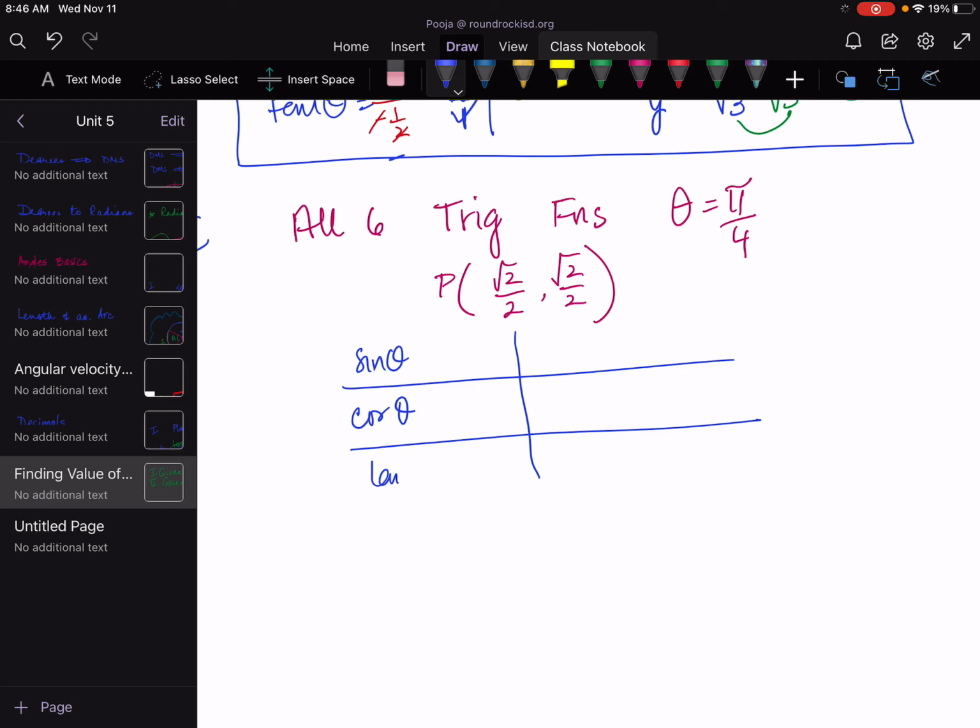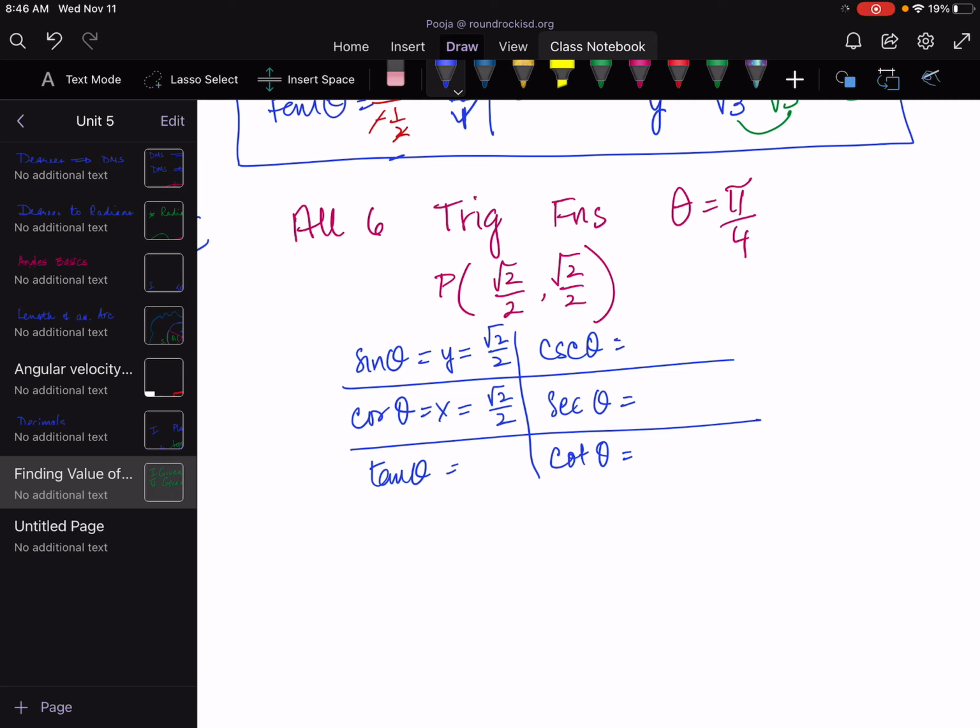Sine, cosine, tangent, cosecant, secant, cotangent, and I know I keep repeating them so that you kind of get used to what they stand for. Sine, cosine, tangent you're familiar with. The other 3 probably not as much. Again, remember, sine is equivalent to the y coordinate, so root 2 over 2. Cosine is equivalent to the x coordinate, root 2 over 2 again.